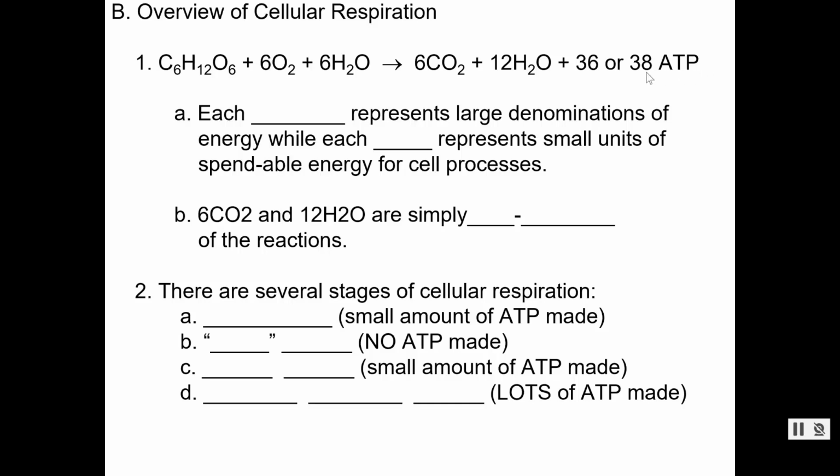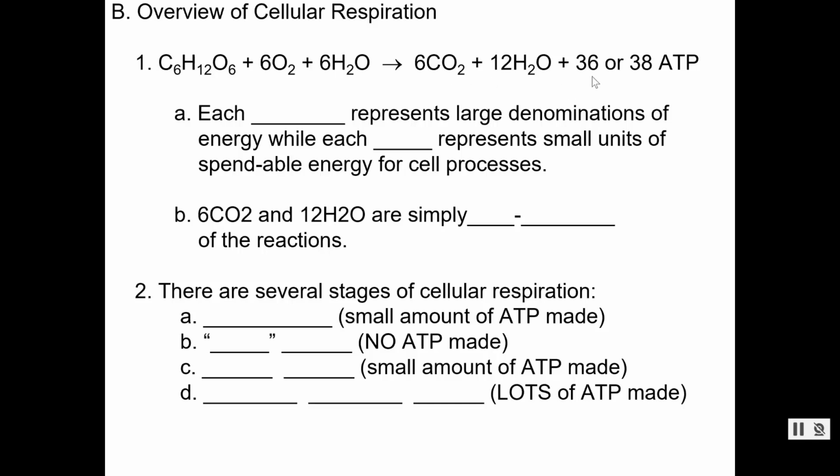Now, there are some other things that get made during this process. We make some carbon dioxide, we make some water. We weren't trying to, so carbon dioxide and water are considered byproducts of cellular respiration. ATP is our end product. That's what we're trying to make. Glucose is our precursor, what we're starting with, and then there are other precursors that are needed to make this reaction happen.